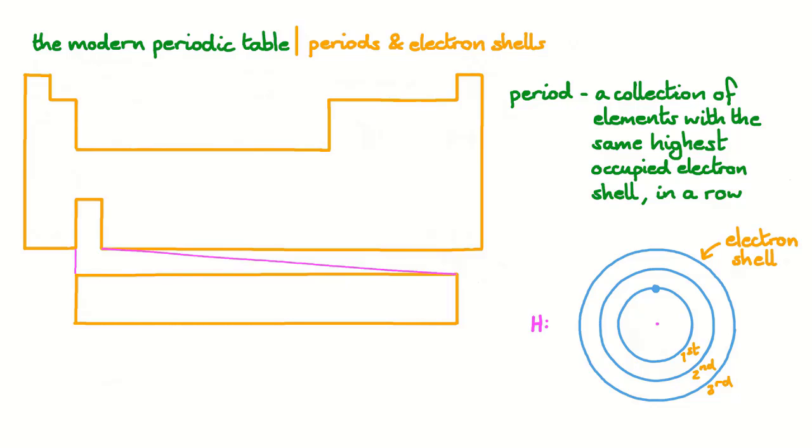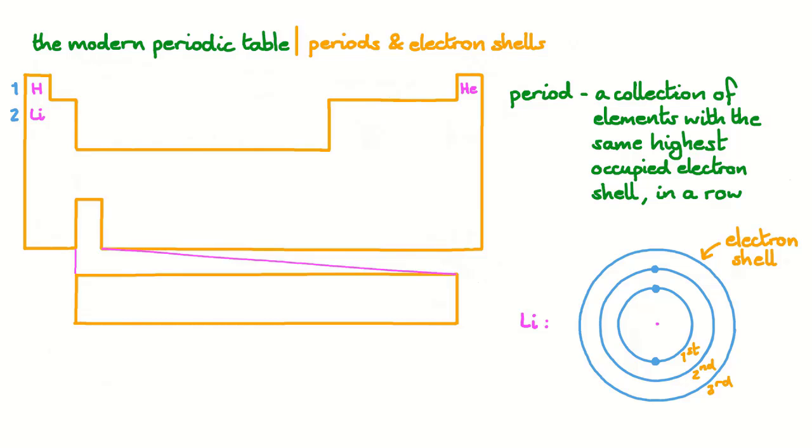An atom of hydrogen has only one electron, and we usually find that electron in the first electron shell. So hydrogen is to be found in the first period of the periodic table. Helium is also in period 1, because atoms of helium only have 2 electrons which sit in the first electron shell. Lithium, however, is in period 2.